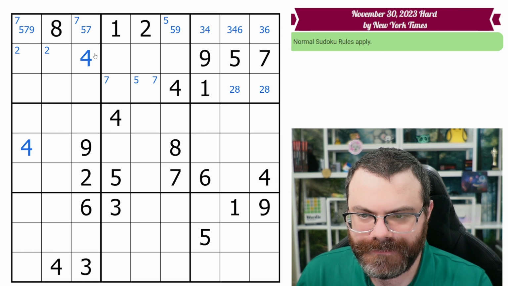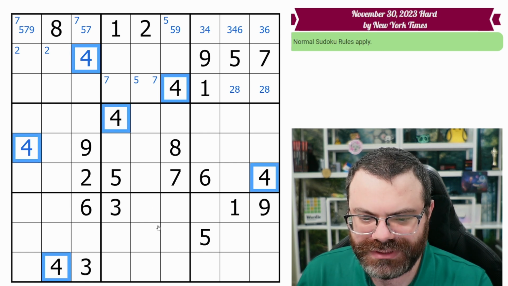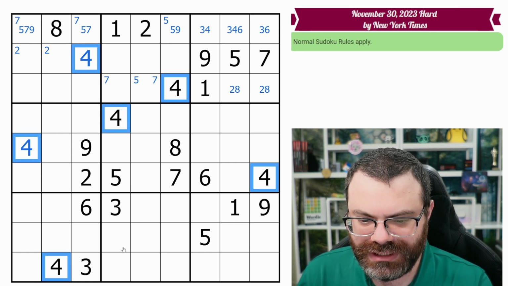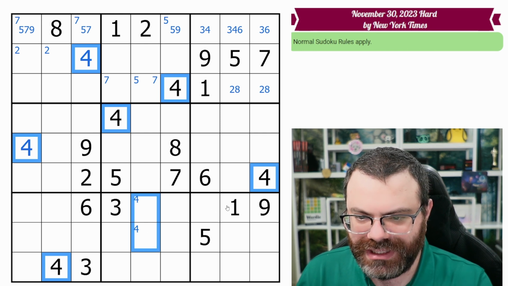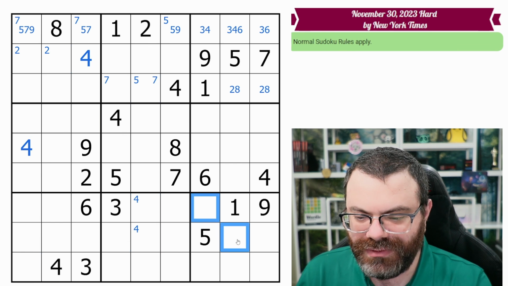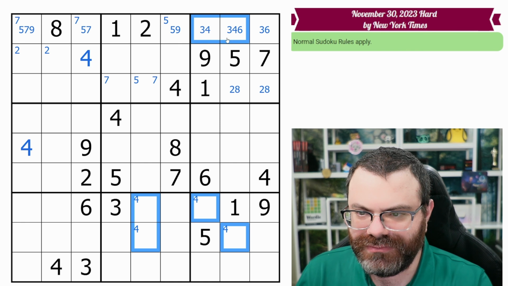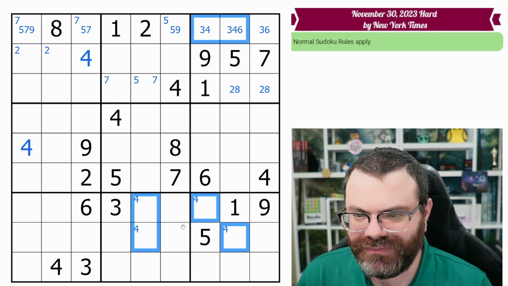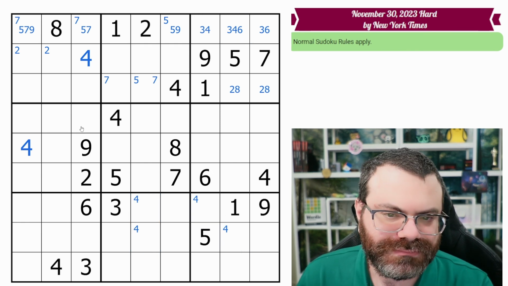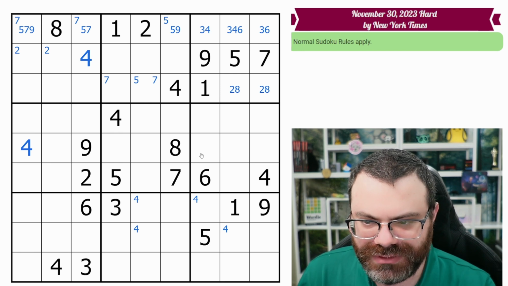I don't think we're going to get more out of 4s right now, although I'm going to look at them anyway. So let's just document where they can still be. Oh, only in these 2. Yeah, that's interesting. We do have this pattern of 4s left, this sort of L-shaped pattern. It happens a lot. It's not resolvable by itself.